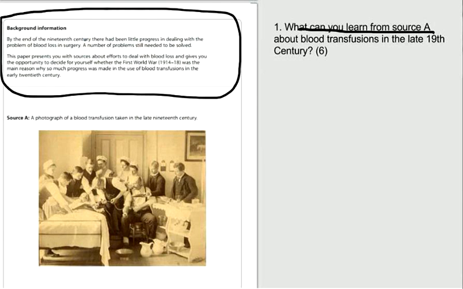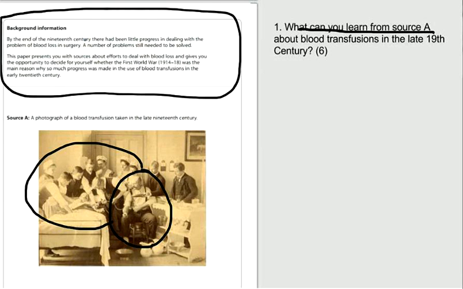So let's have a look at the picture first of all. What can we learn about blood transfusions in the late 19th century from this picture? Well, first of all, we can see that there's this chap here who's giving the blood, and he is very close, isn't he? He's there at the bedside, and also we can see that there's lots of people helping the blood transfusion itself, which suggests that it might be a bit of a tricky thing to do. So thinking about those two simple details, what can we learn from source A about blood transfusions in the late 19th century?